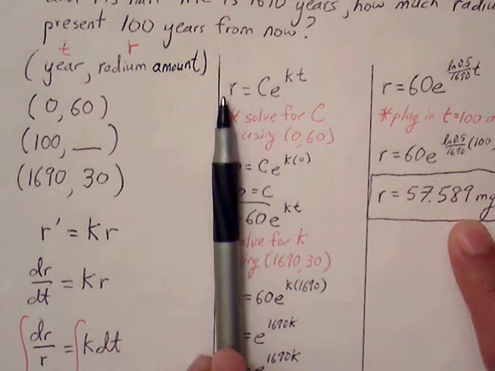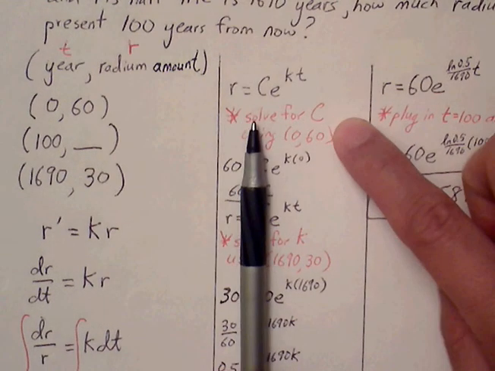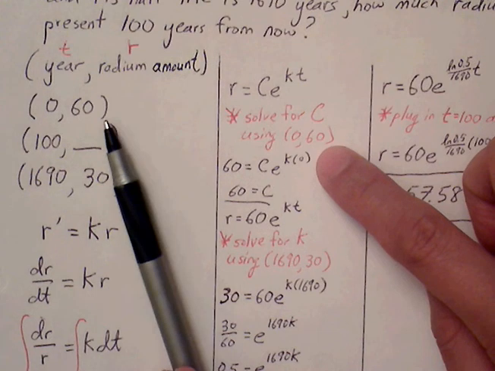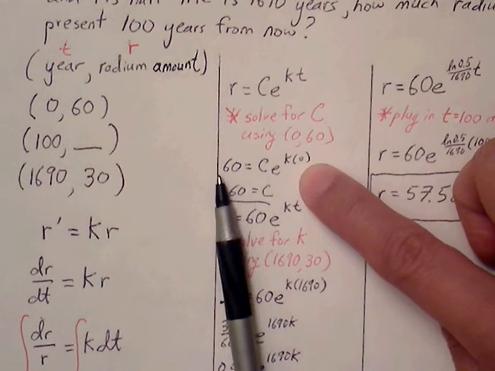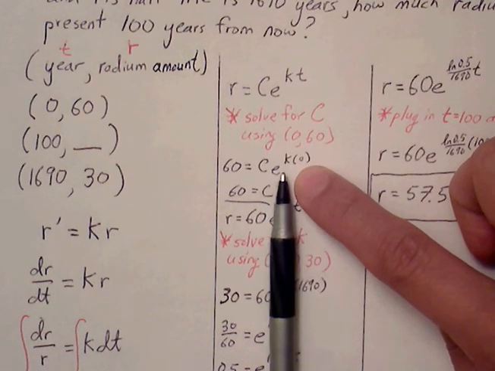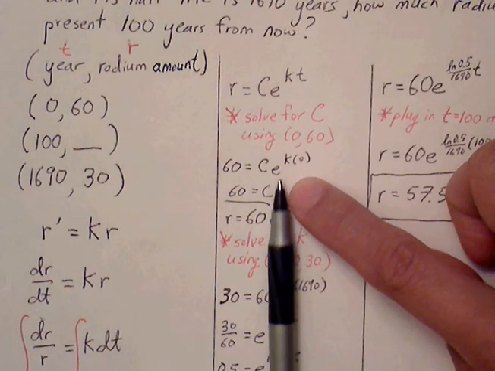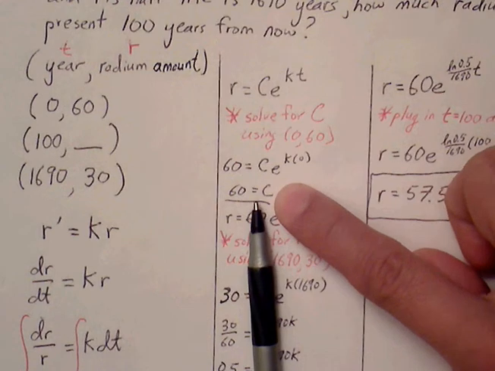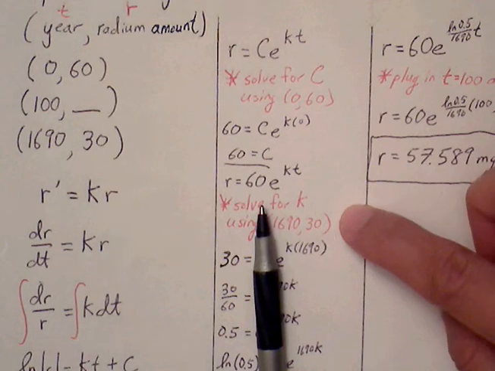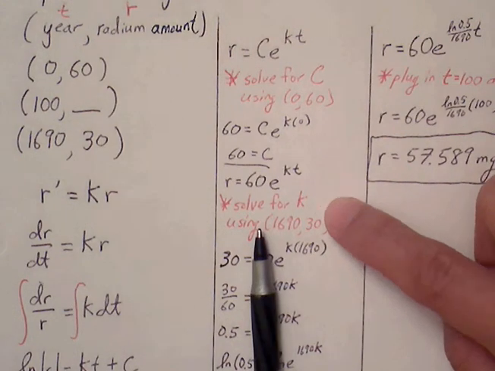So r is equal to ce to the kt. Let's solve for c first. So plug 0 in for t, 60 in for r. So 60 is equal to ce to the k times 0. We know e to the 0 is going to be equal to 1. So we know that initial value, c, is 60. So r is equal to 60 e to the kt. Next step, we want to solve for k.